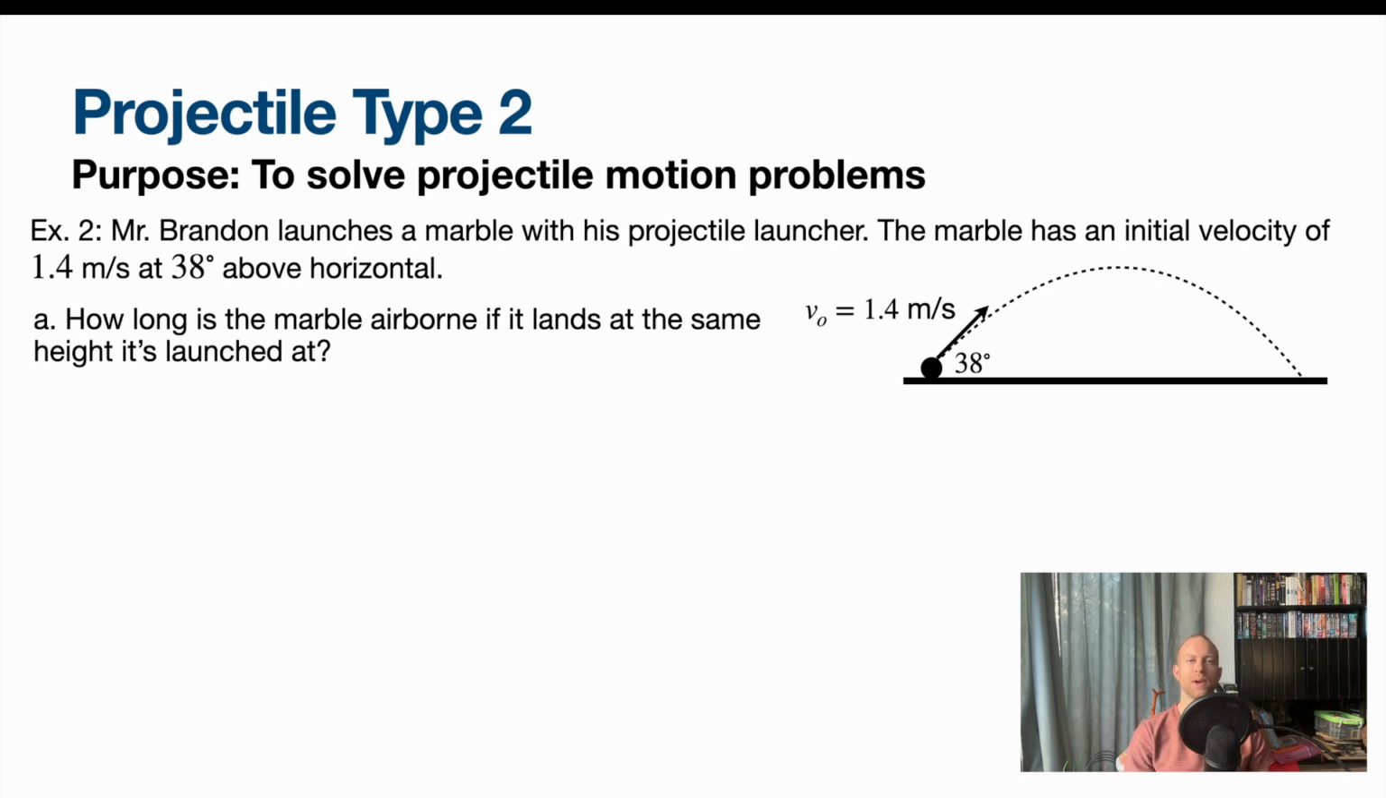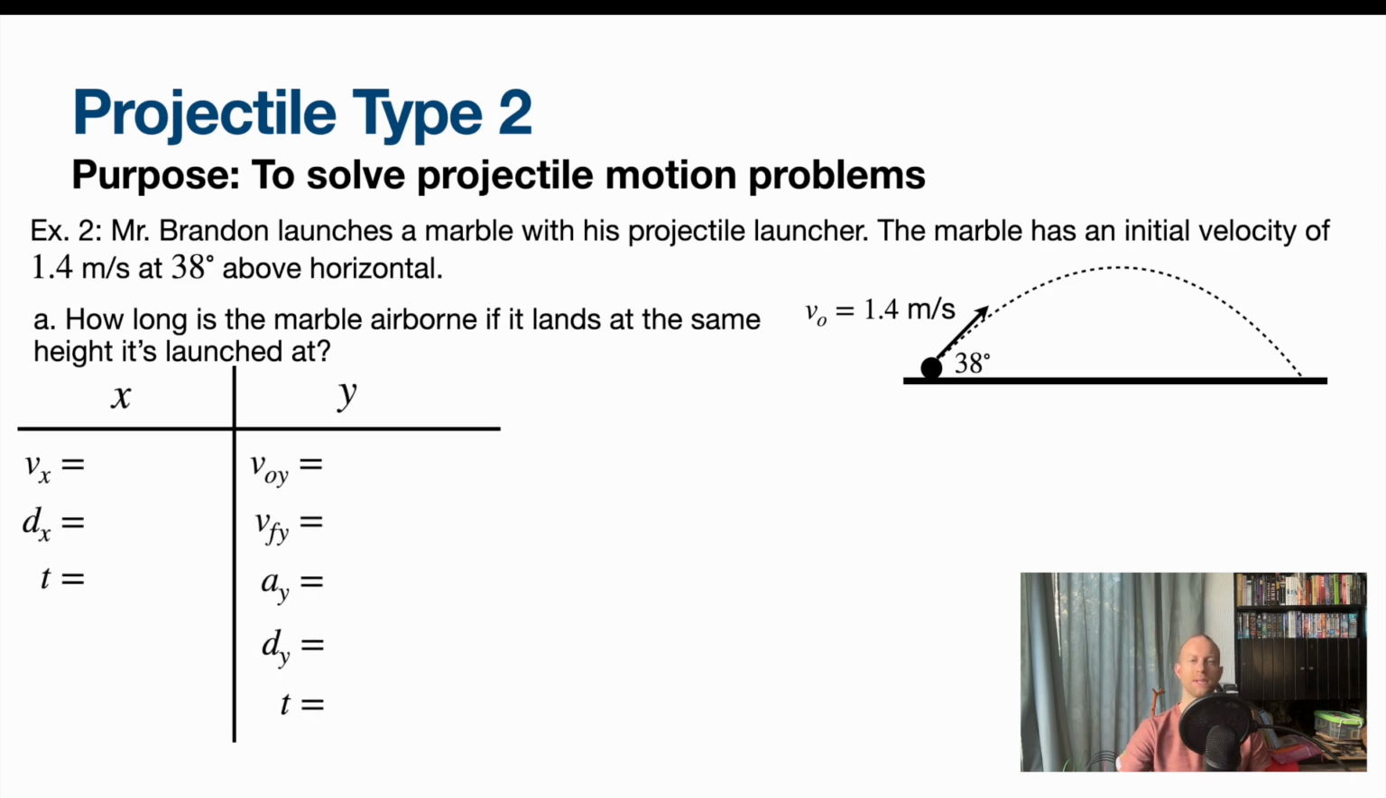So in this one, we've got me launching a marble. I've got projectile launchers. They're in the class. They're in the back cupboards. So if the marble has an initial velocity of 1.4 meters per second at 38 degrees, we want to know a few things. First thing, how long is it airborne? And we're going to assume with type 2, it always lands at the same height that it's launched at. That's the whole point of type 2. It lands and launches at the same height.